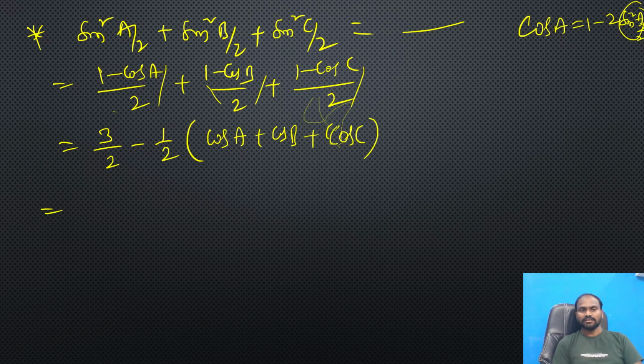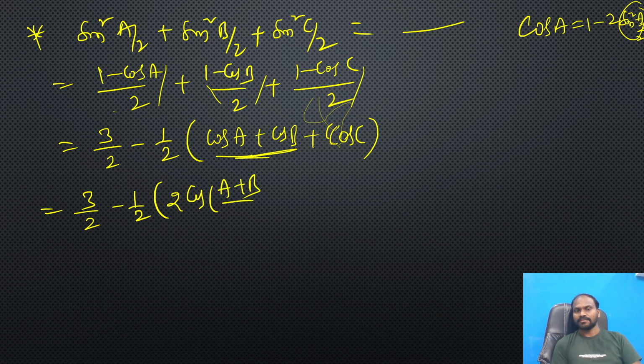Now how will we solve, sir? Is 3 by 2 minus 1 by 2 equal to 1? No, so we can't do that. We have to leave it like this only. So cos A plus cos B plus cos C. Again, you can see the cos C plus cos D formula. So 2 cos C plus D by 2 into cos C minus D by 2 plus cos C.